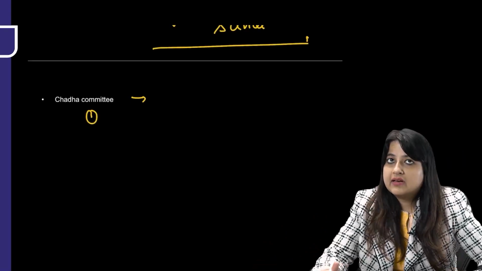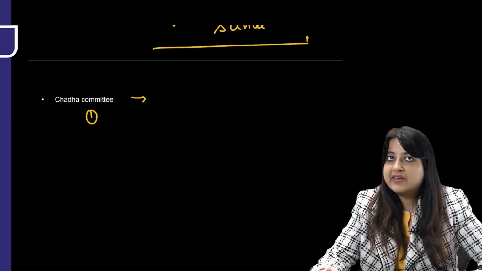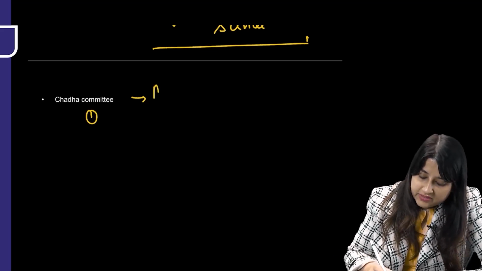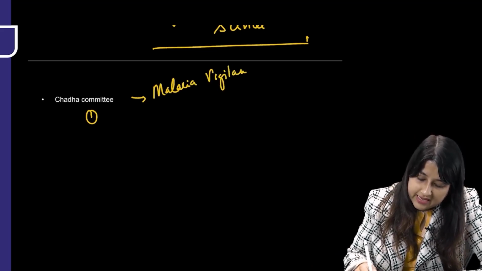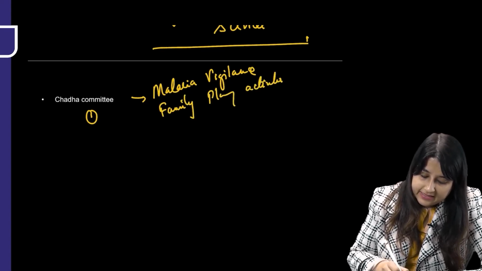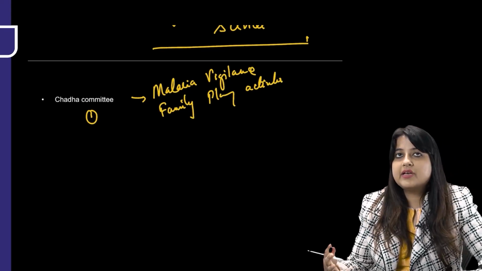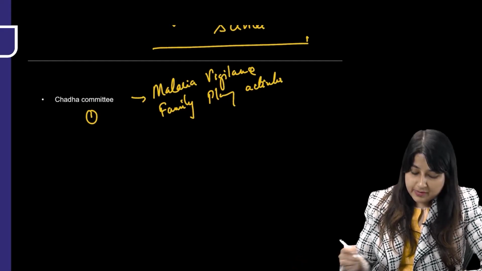Now Chadha, you can remember, he used to sleep in small clothes, so that is why he got bit by mosquito. So Chadha committee, you can remember by, he proposed two very important things. He was targeting malaria vigilance and also family planning activities.